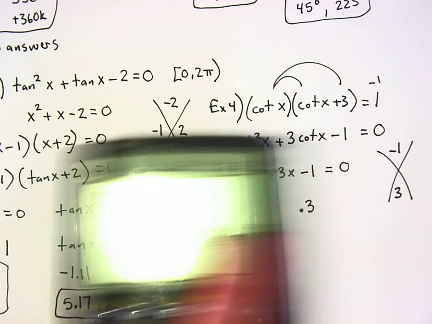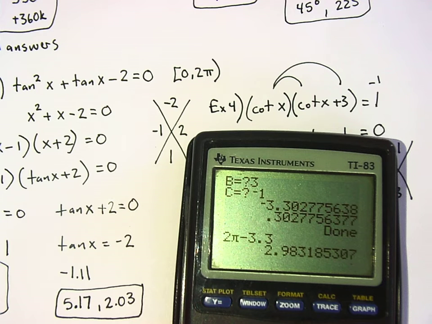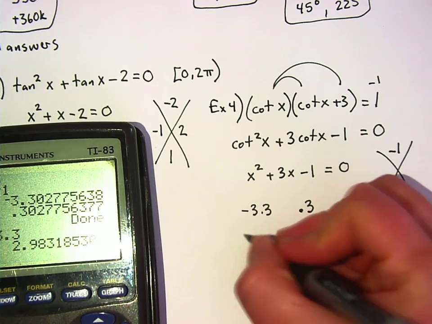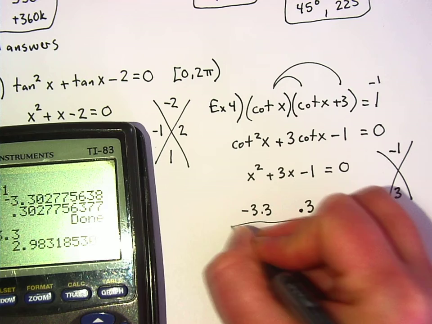All right, but I don't want this to be negative, so how do I find out what that is? So if I take 2 pi, or 6.28, and I subtract 3.3, I get about 2.98. Those are my 2 answers right there.